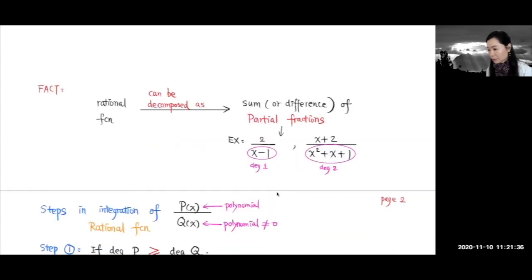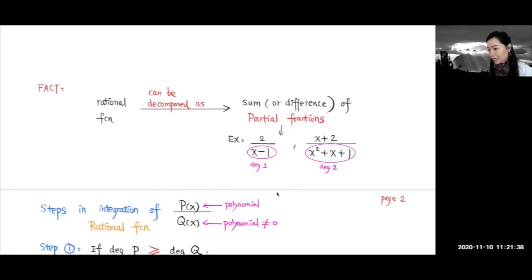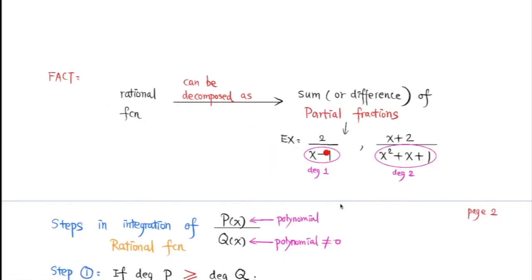So what do you mean partial fraction? Like this one here is a partial fraction, and this one is a partial fraction. Notice that in a partial fraction, the denominator will be a polynomial of either degree 1 or degree 2, no more than that. Those are called partial fractions.